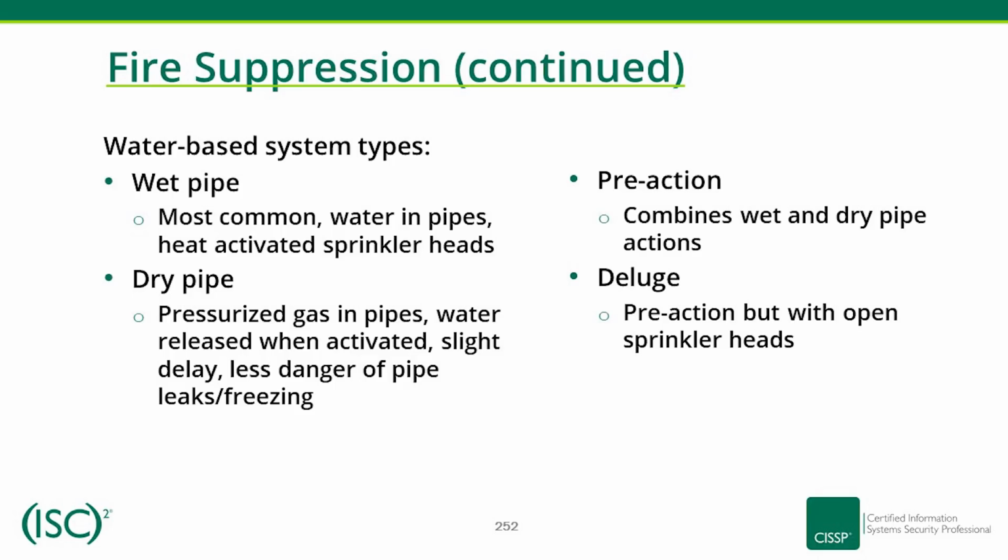Water-based system types. Wet pipe: most common, water in pipes, heat-activated sprinkler heads. Dry pipe: pressurized gas in pipes, water released when activated, slight delay, less danger of pipe leaks/freezing. Pre-action: combines wet and dry pipe actions. Deluge: pre-action but with open sprinkler heads.